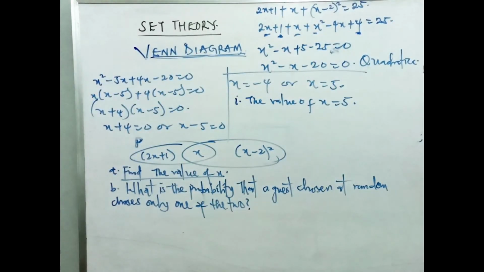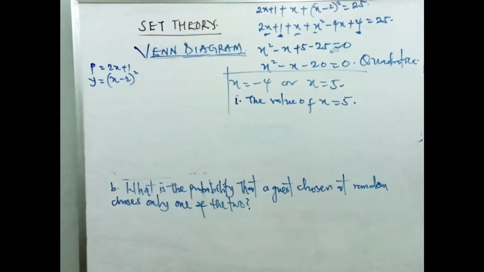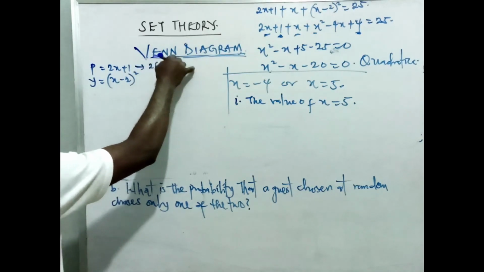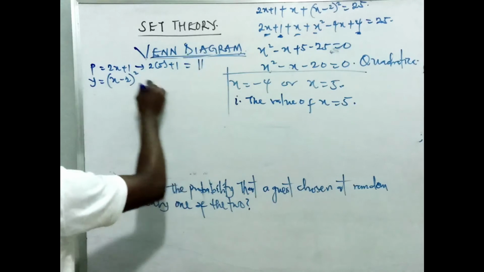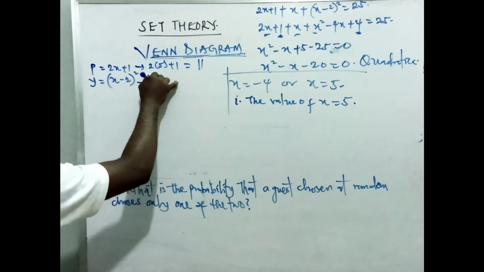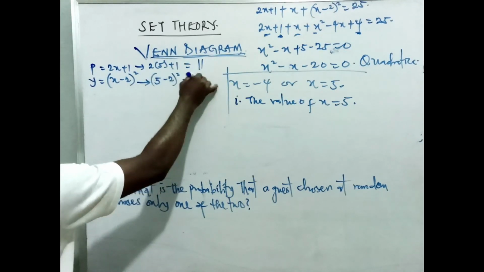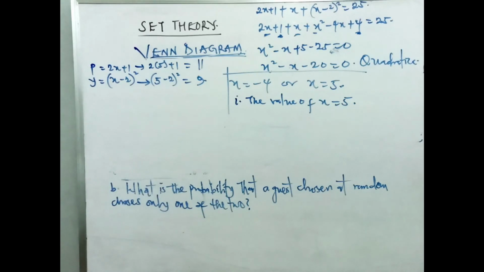Now the next one says, what is the probability that a guest choosing at random chooses only one of the two? So this becomes, first of all, that is plantain's value. Don't forget that's 2 times 5 plus 1, that is equal to 11. And that is equal to 5 minus 2 squared, that is 5 minus 2, that's 3. 3 squared equals 9.